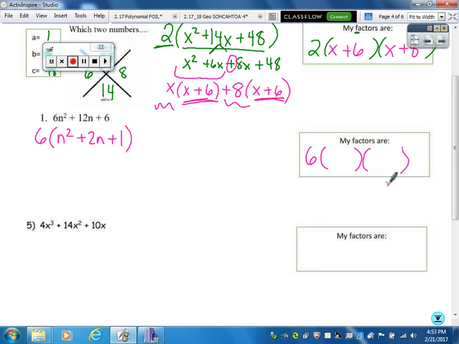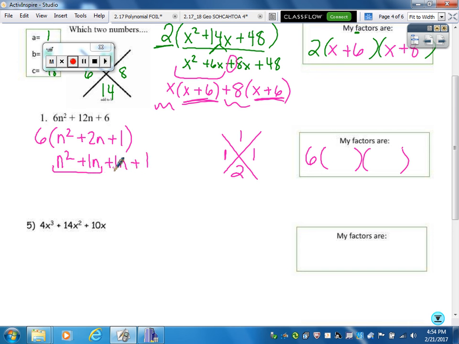Now, A, B, and C, this is the first time I want you to write your x for yourself. So A times C, 1 times 1 is 1. And then it needs to add to our B, 2. So which 2 numbers multiply to 1 to make 2? Well, that's 1 and 1. 1 times 1 is 1, but 1 plus 1 is 2. So I've got my n squared plus 1n plus 1n plus 1.